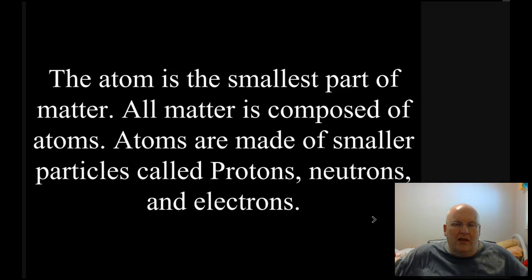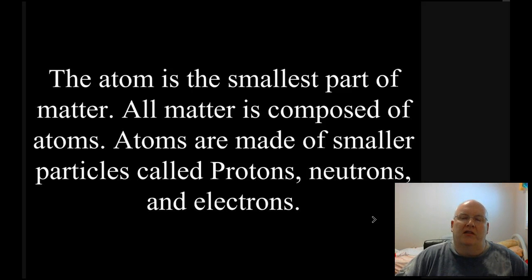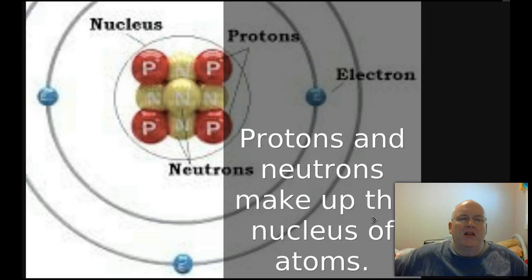And all atoms have at least 1 proton and 1 electron, and all atoms except for 1 have neutrons. So we can roughly say all atoms have protons, neutrons, and electrons, but there is one exception, which you'll see soon. So if you look at a basic diagram of the atom, it's composed of the 3 particles, the protons, electrons, and neutrons.